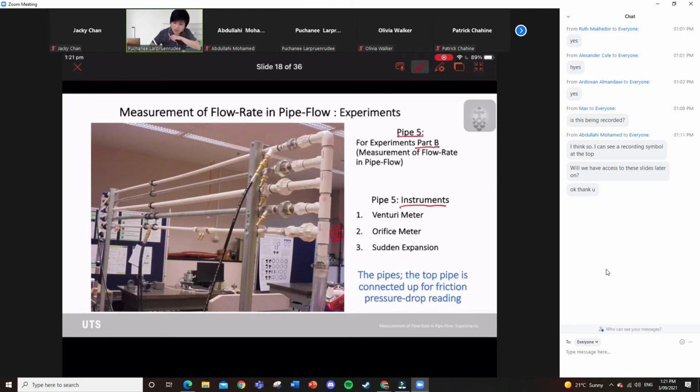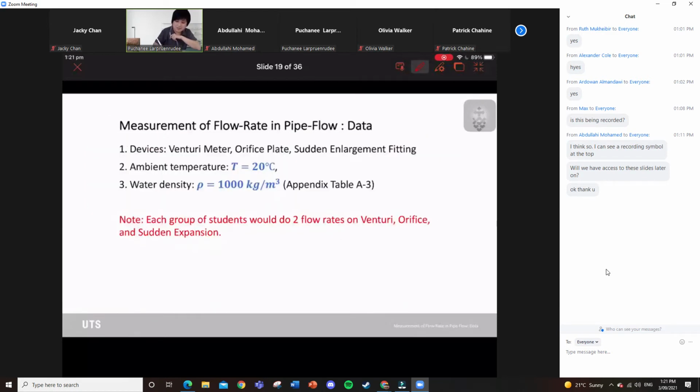For the instrument, we have 3 things. The first one is the venturi, second one is the orifice, and another one is the sudden expansion. For the data, we have the venturimeter, orifice plate, and sudden enlargement fitting. Again, ambient temperature is 20 degrees Celsius and water density is 1,000 kg per meter cube. You can find it in appendix table A3. And again, each group of students would do 2 flow rates on the venturi, orifice, or sudden expansion.